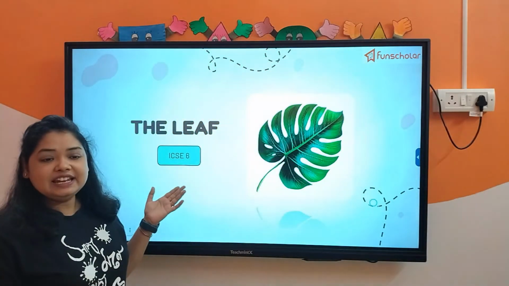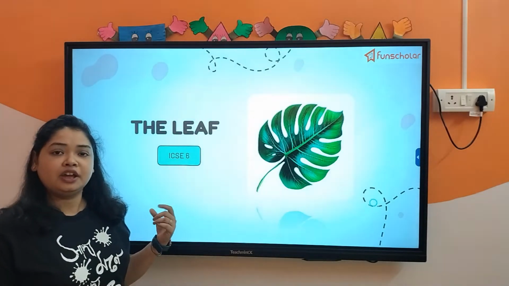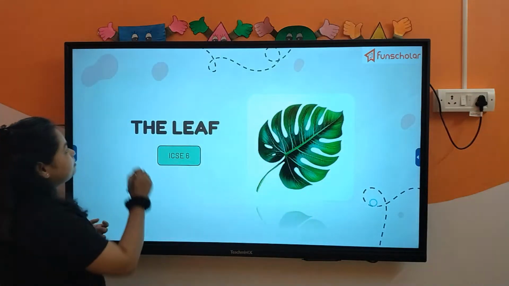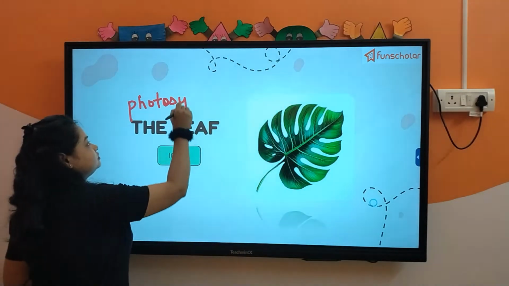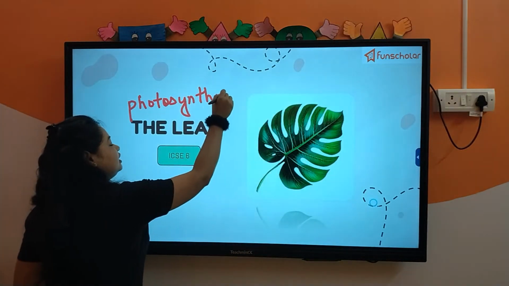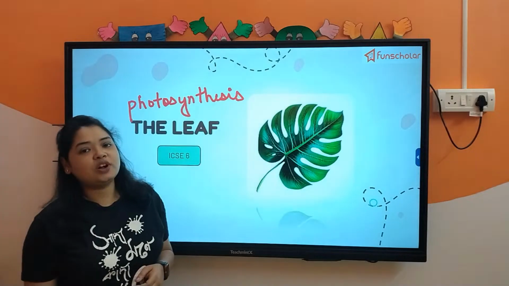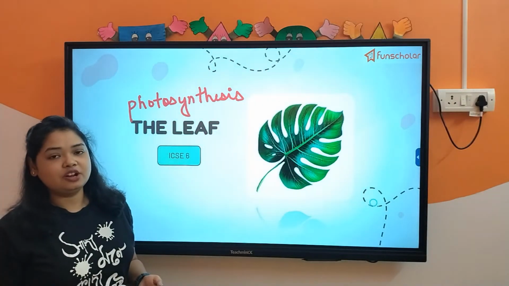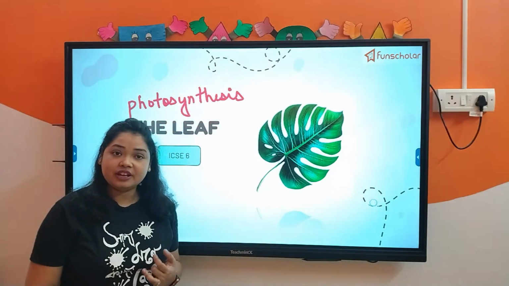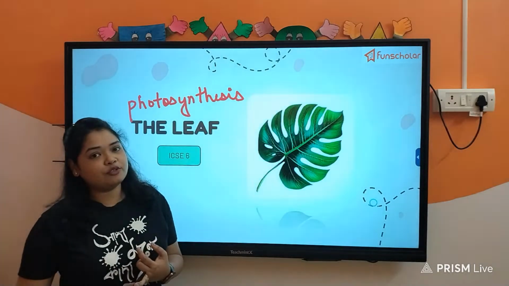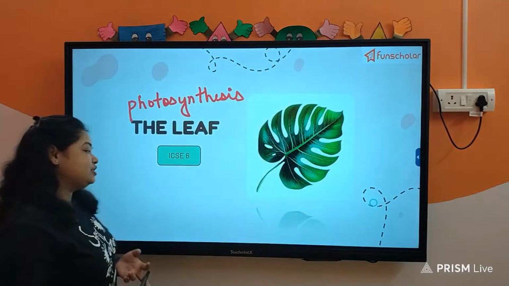We all know that leaf is a very important part of the plant body. Why? Mainly because it performs photosynthesis, right? This we all know from our lower grades. But in this chapter, we will be looking into the other areas such as the structure of the leaf, the other functions of the leaf apart from photosynthesis, and also some modifications of the leaf. So let's see.